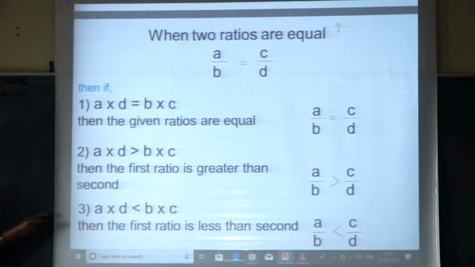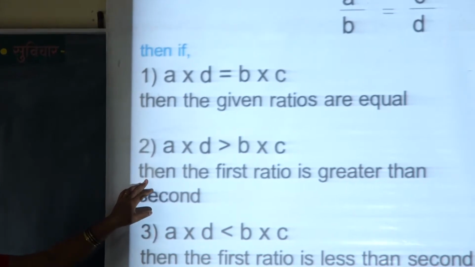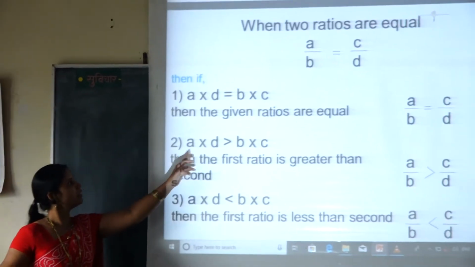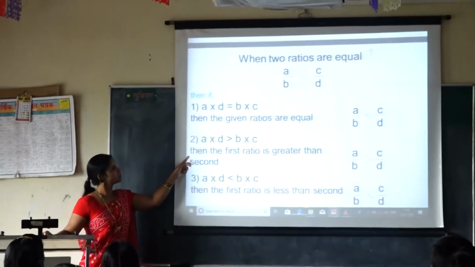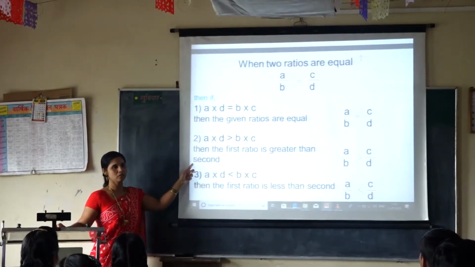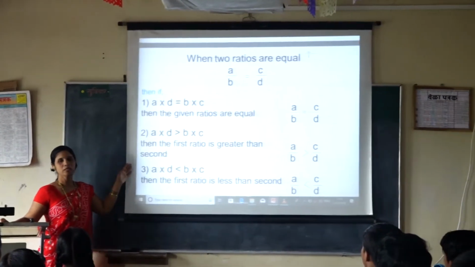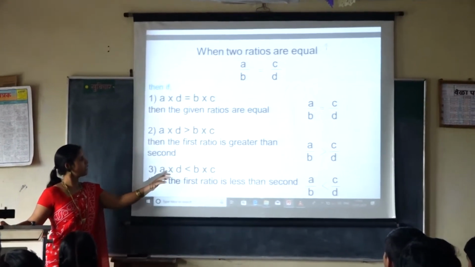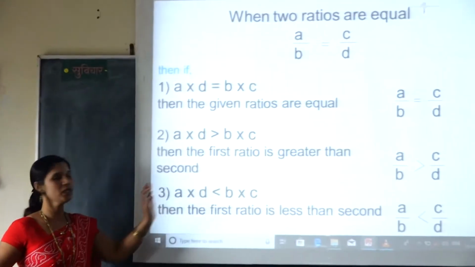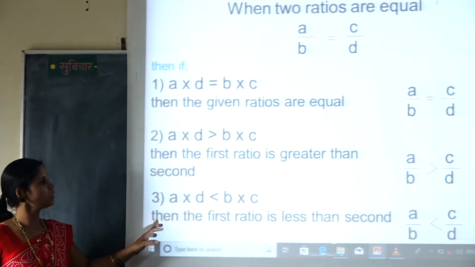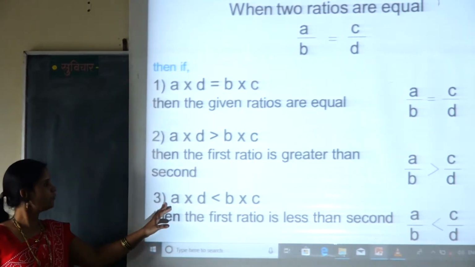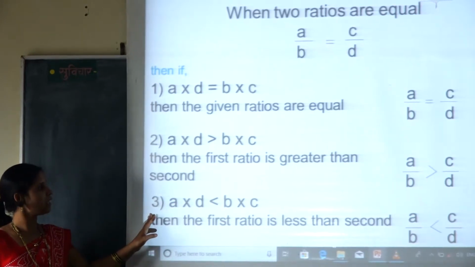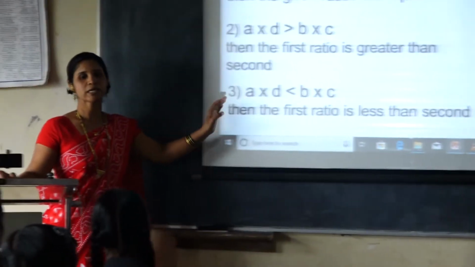Second, if A into D is greater than B into C, that means if the first cross product is greater than the second cross product, then the first ratio is greater than the second. So we can say that A upon B is greater than C upon D. And if A into D is less than B into C, then the first ratio is less than the second. That means if the first cross product is less than the second cross product, then we can say that the first ratio is less than the second ratio.